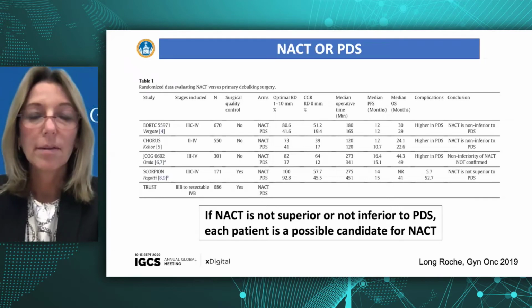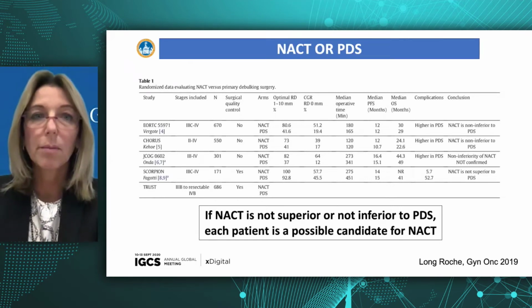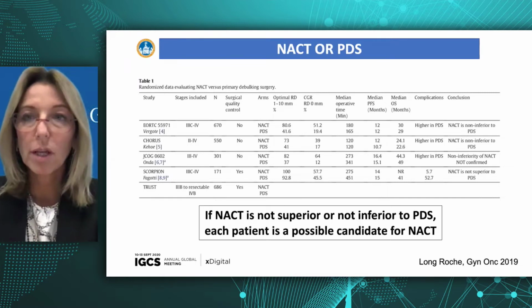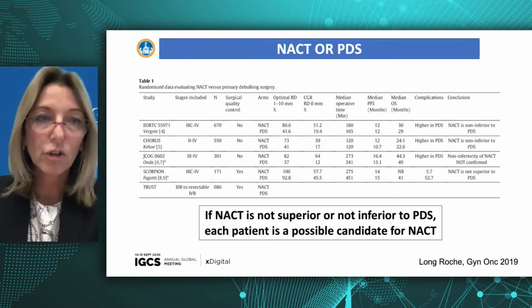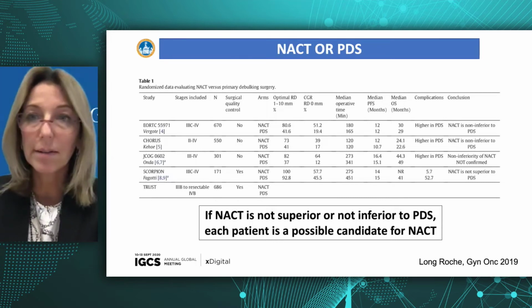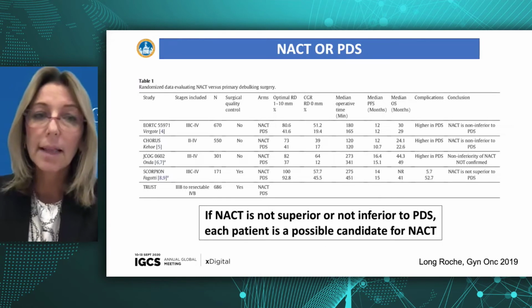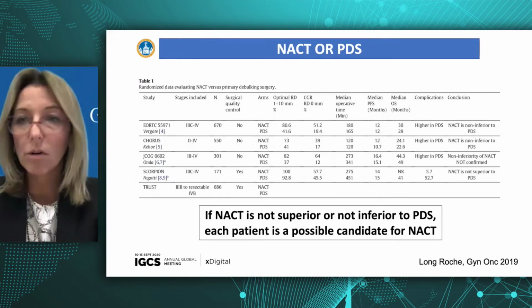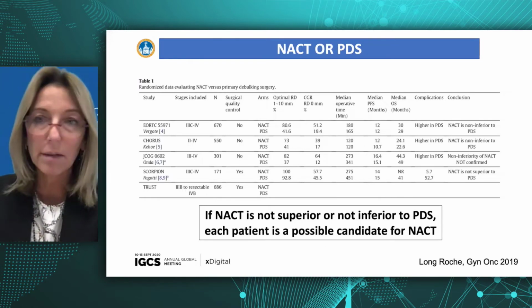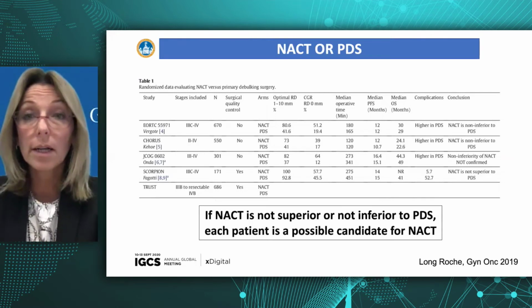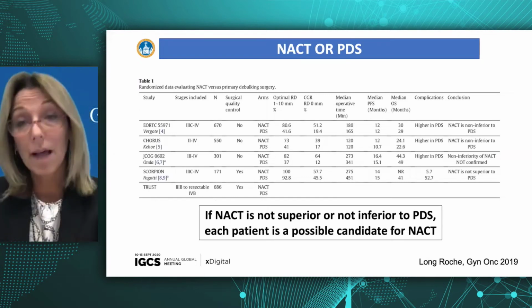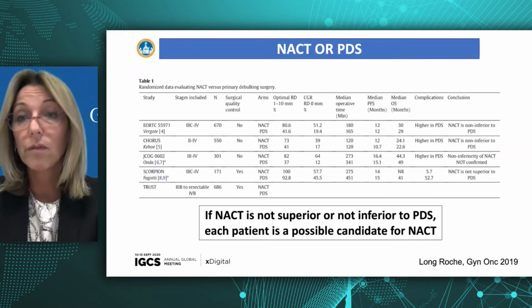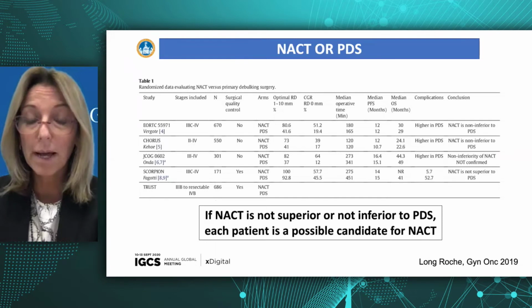Results based on this excellent review on randomized data evaluating neoadjuvant chemotherapy versus primary debulking surgery show that all these studies, besides their own limitations, which have been extensively discussed before, show that neoadjuvant chemotherapy is not inferior to primary debulking surgery. Moreover, all these studies also agree that the rate of major postoperative complications is higher in primary debulking surgery versus neoadjuvant chemotherapy followed by IDS.